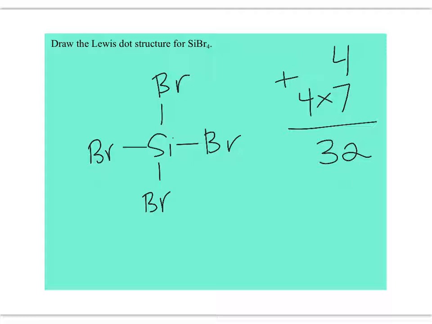Now we're going to make sure everything has its octet, has 8 electrons. Right now the silicon has access to 8 electrons. It's got 4 shared pairs. Each of the bromines are going to need some lone pairs to complete the octet. So each bromine gets 3 lone pairs and it has its octet. We have a total of 32 electrons in our Lewis dot structure.